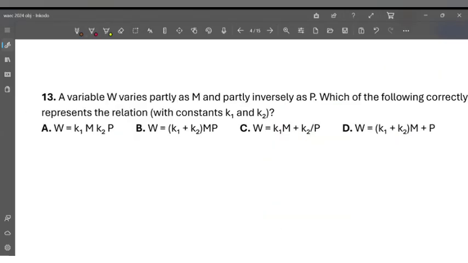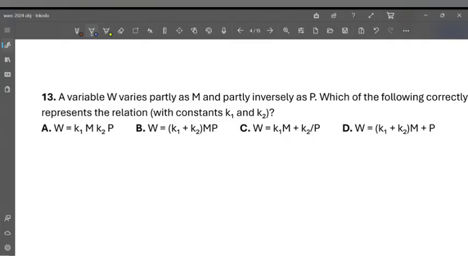All right, let's look at question number 13. It says a variable w varies partly as m and partly inversely as p. Which of the following correctly represents the relation with constants k1 and k2? All right. So this question is simply telling you to read the question in English and convert English language to mathematics language. So let us go.